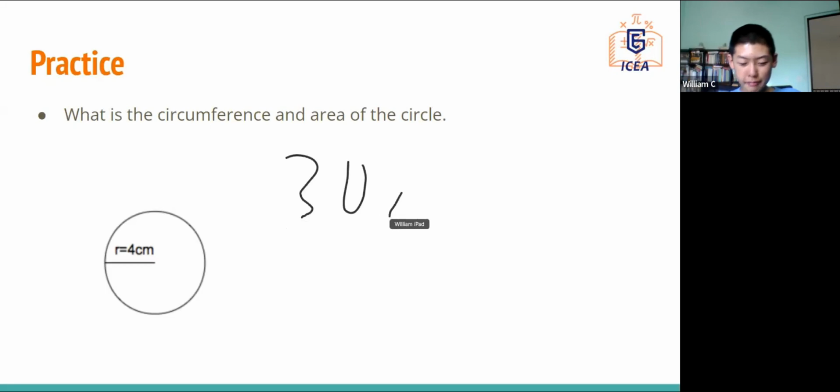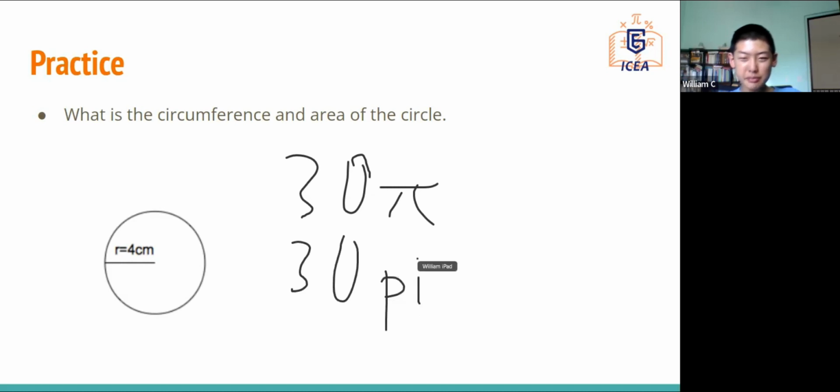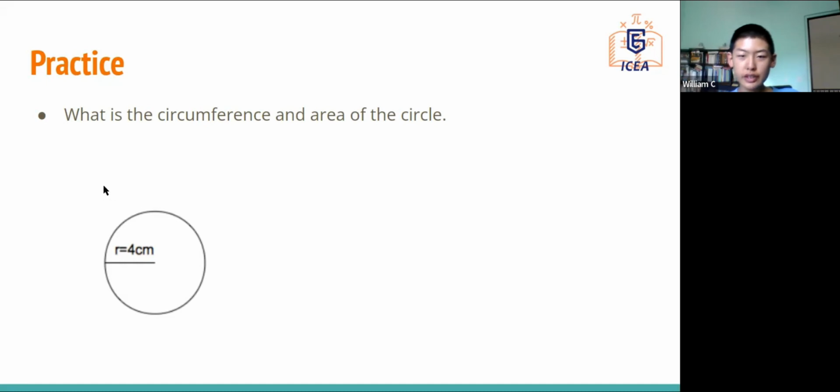30 pi, or something like 30 pi. This isn't the answer, just how you're supposed to write it. Once you answer it, I'll give the answer. The circumference is 8 pi and the area is 16 pi centimeters squared.